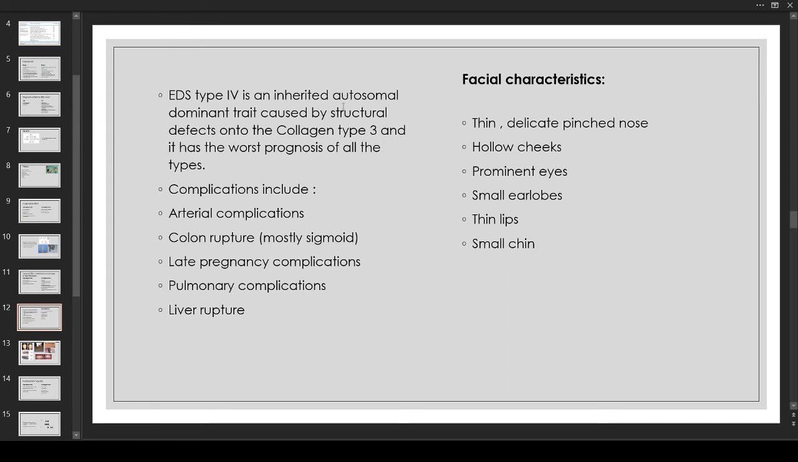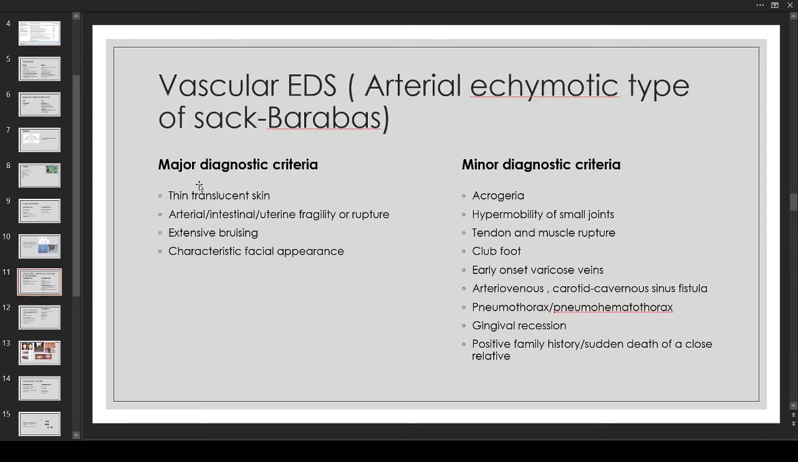And it is an inherited collagen type 3 disorder and has the worst prognosis of all. It does, yes, have some specific facial characteristics, but we're going to go back to that in a bit. The major diagnostic criteria are thin translucent skin, the facial appearance, and the extensive bruising. It has also arterial and intestinal uterine fragility or rupture. Acromegaly, acrogeria, which is the skin that is aging faster than the actual age.